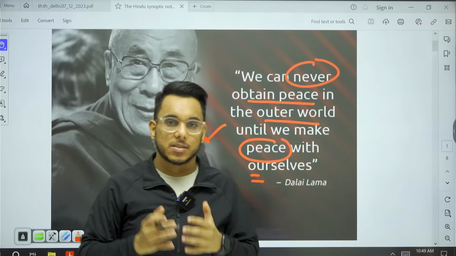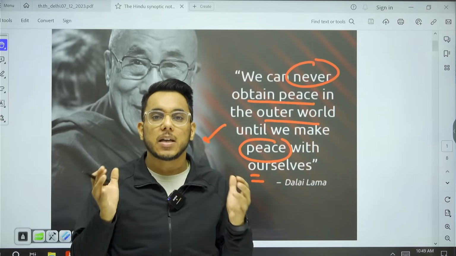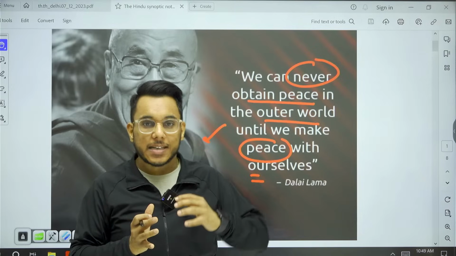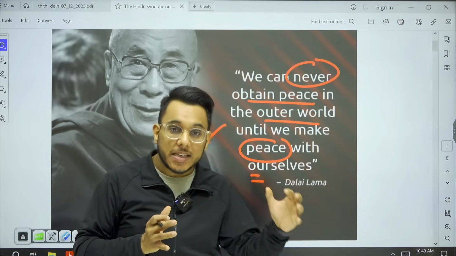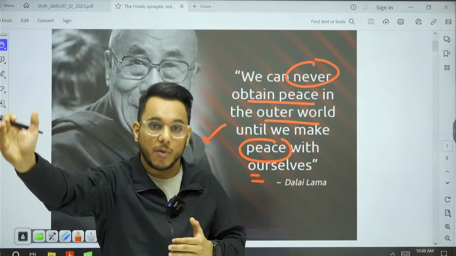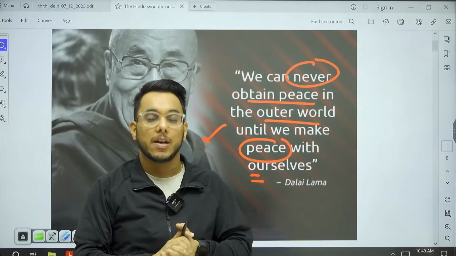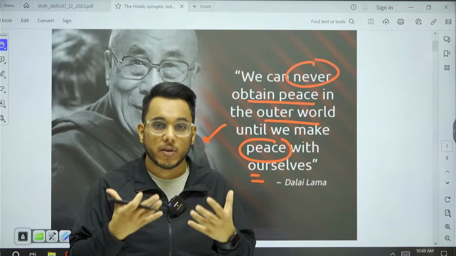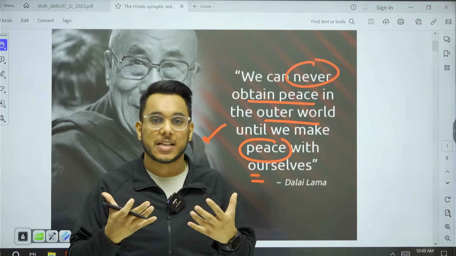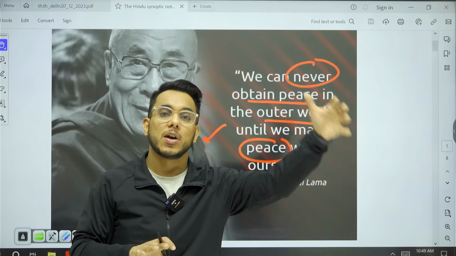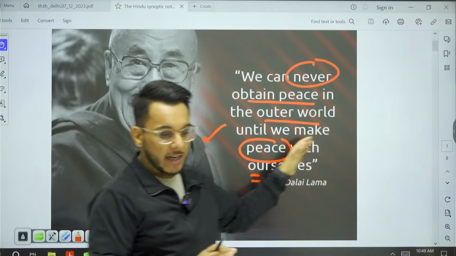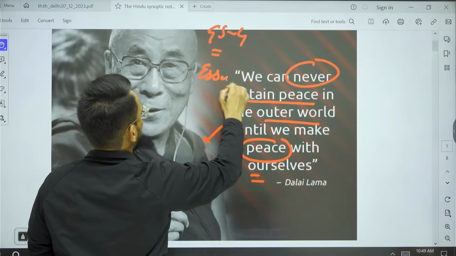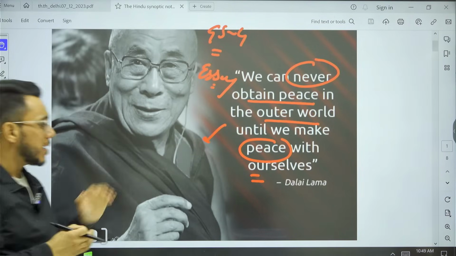So until and unless we pacify our internal conflicts, internal temptations, internal hate, greed, the sins that we have, until we make peace with them, we will never be able to bring peace in the outside world. So first, peace is to be inner. First, internal conflicts are to be resolved, and internal temptations pacified. Only then can we look for bringing peace in the outer world. You can use this quotation for GS paper number 4 ethics, as well as in the essay paper. Okay, so that is all about it.